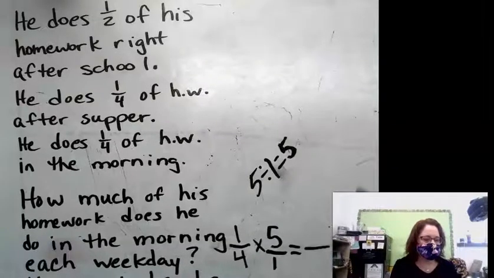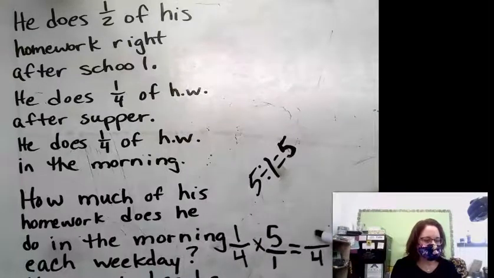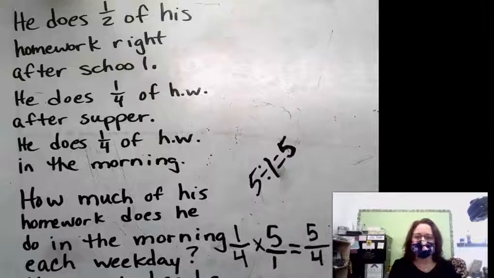We're going to multiply the denominators. So 4 times 1 is 4. And 1 times 5 is 5. So he does 5/4 of his homework in the morning over the course of the week.